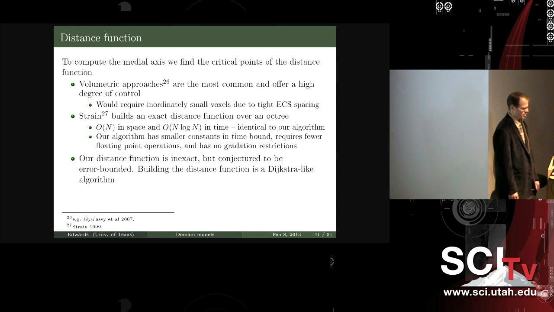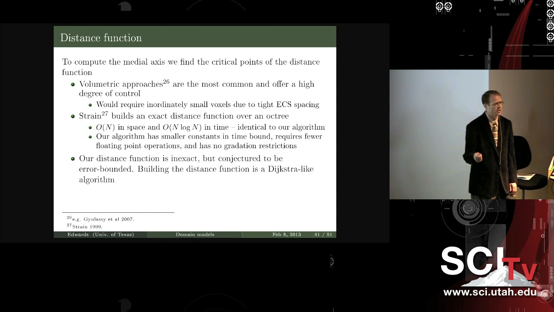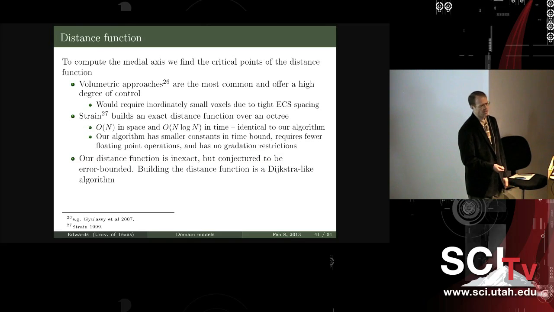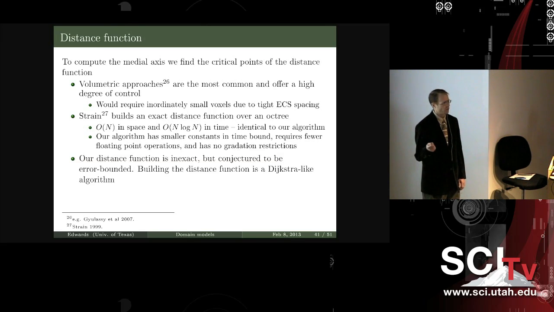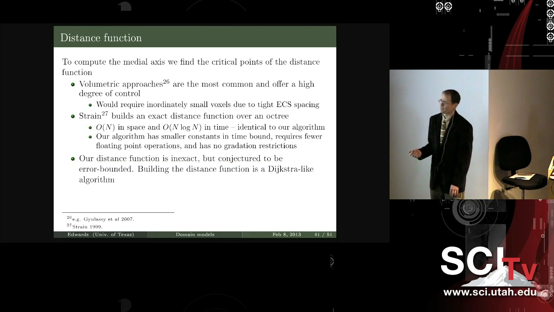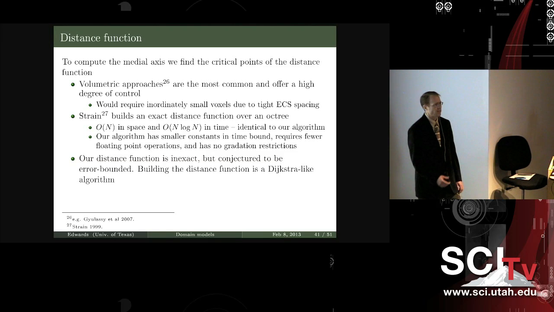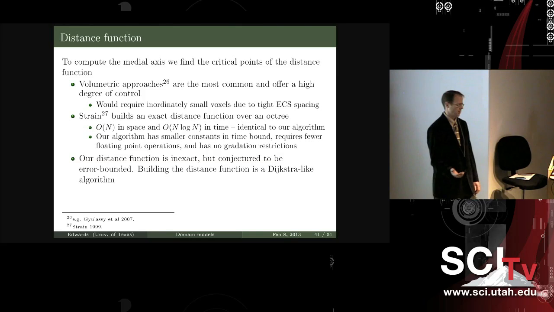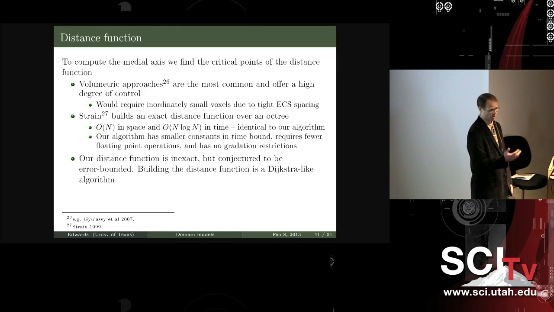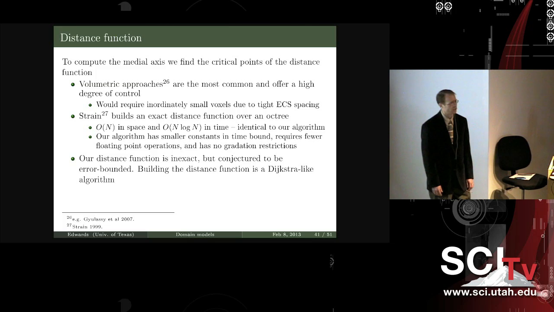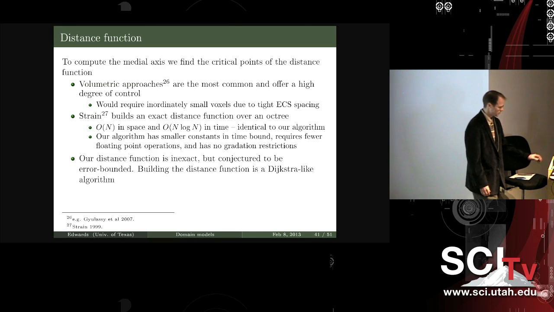Now, there was some nice work done a few years ago that computes an exact distance function over an octree. That was a nice result. We actually have the same computational complexities in space and time, but our constants are smaller, and we don't have a gradation requirement. The work before had a gradation requirement where 2 adjacent cells had to be within at most 1 octree level of each other, and we have no such requirement.